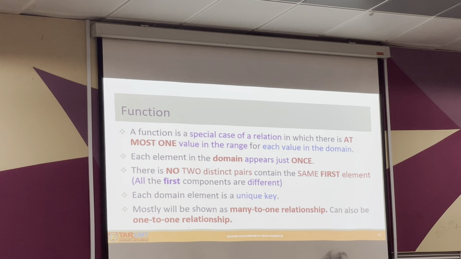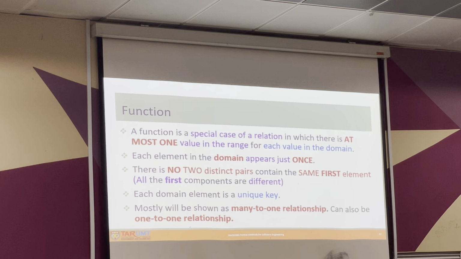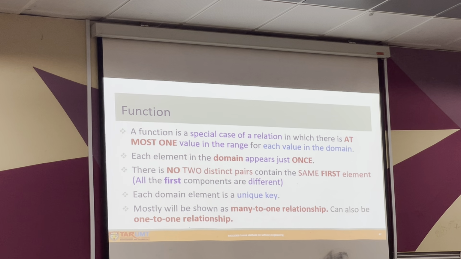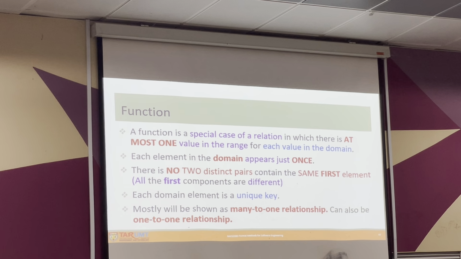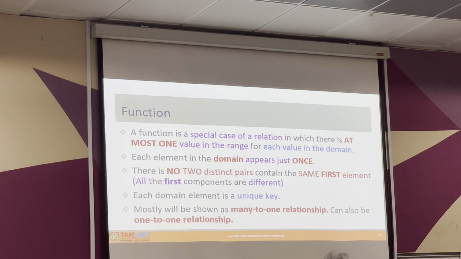This means that the domain maps to one range only. One domain, one range. Another domain, one range. Another domain, one range only. But the range can be mapped to by many. This range can be mapped to by many domains. So this is what we call a many-to-one relationship.